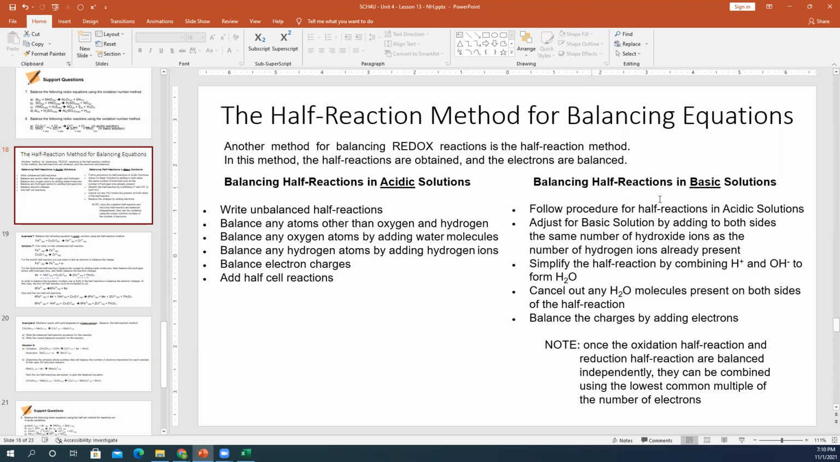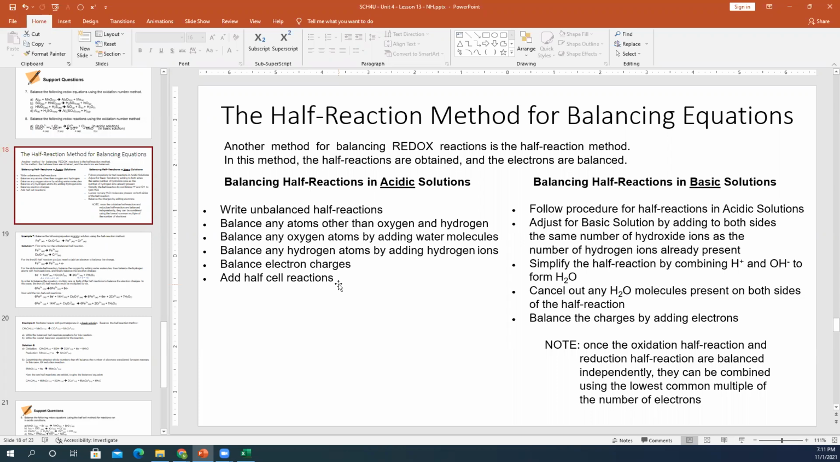And for balancing these half reactions in a basic solution, these would be the steps to follow. So let's quickly go through these few points, and then we can look at some examples of how to do this in an acidic solution and in a basic solution, using this half reactions method. If you're balancing half reactions in an acidic solution, the first thing to do is to write out the half reactions, unbalanced. So the oxidation half reaction and the reduction half reaction.